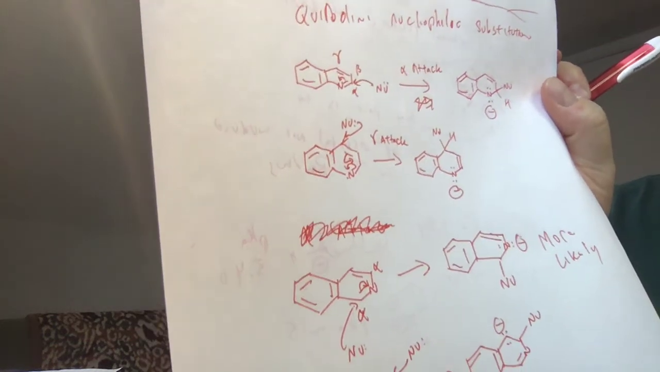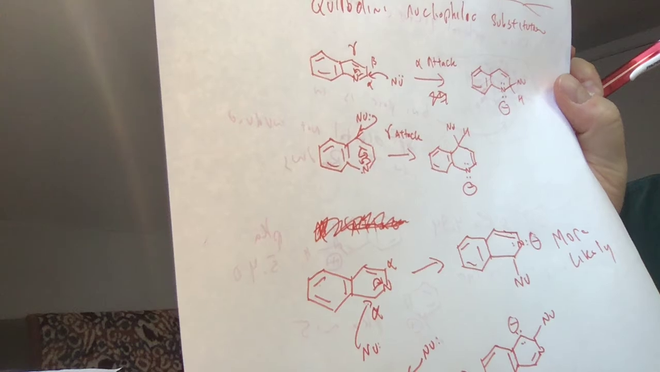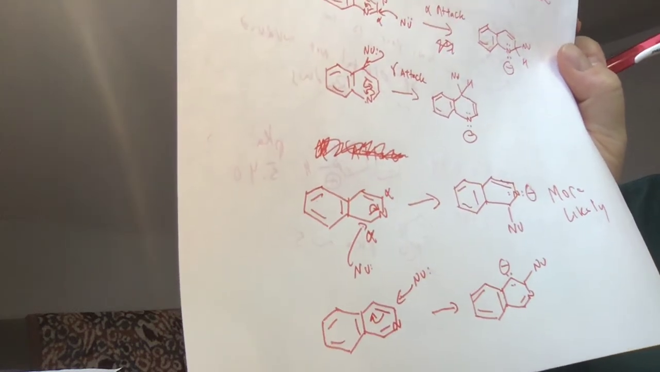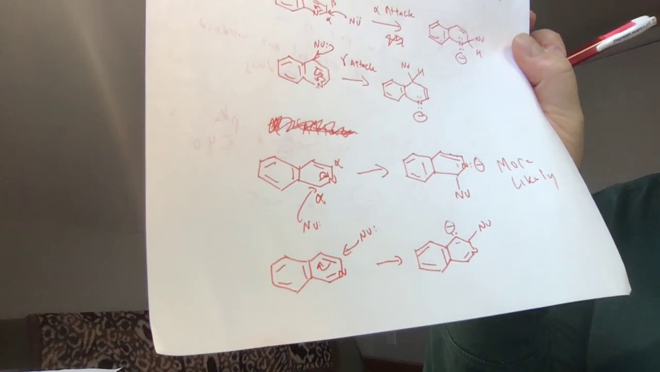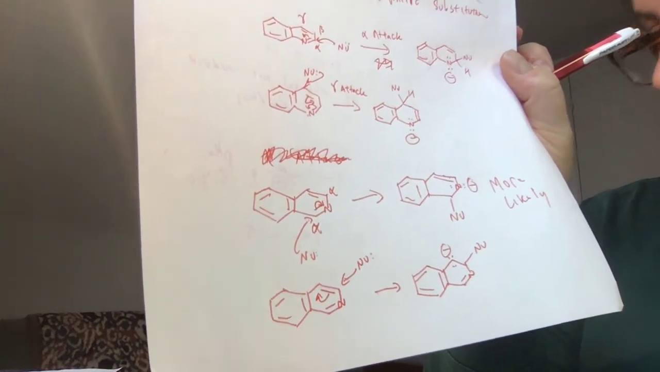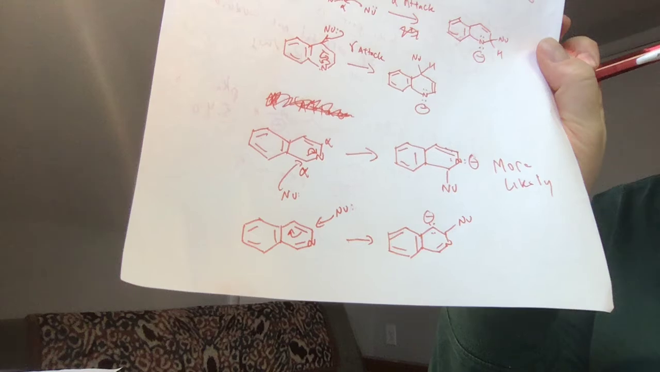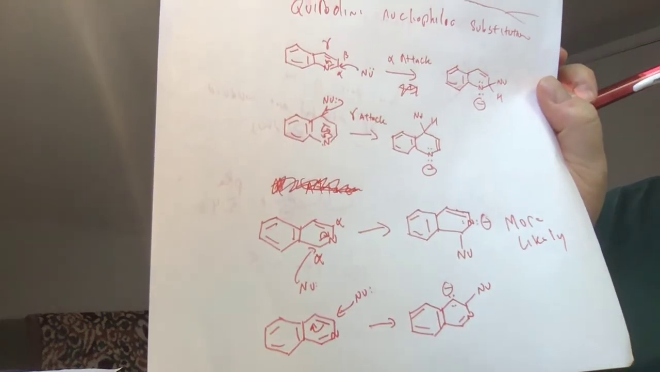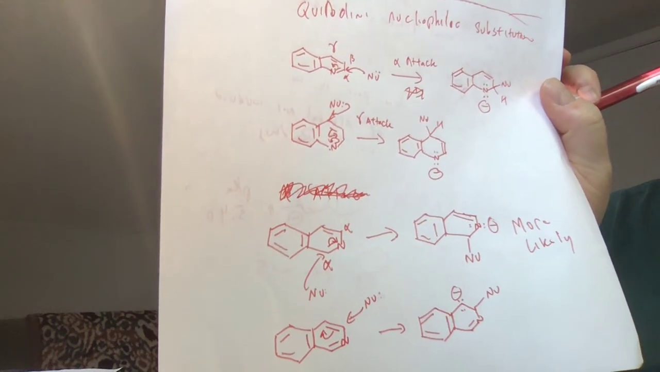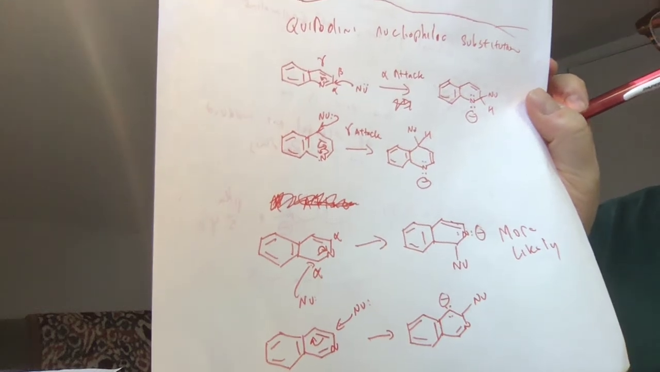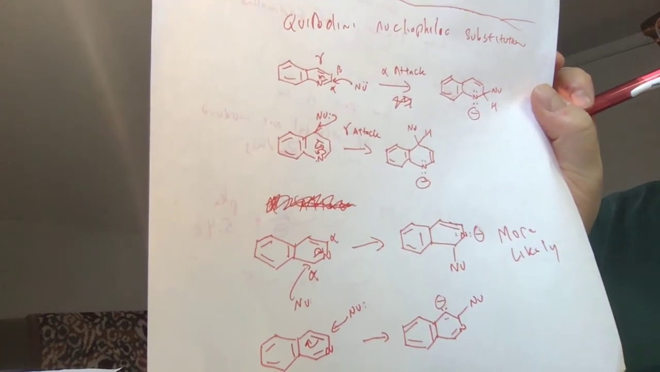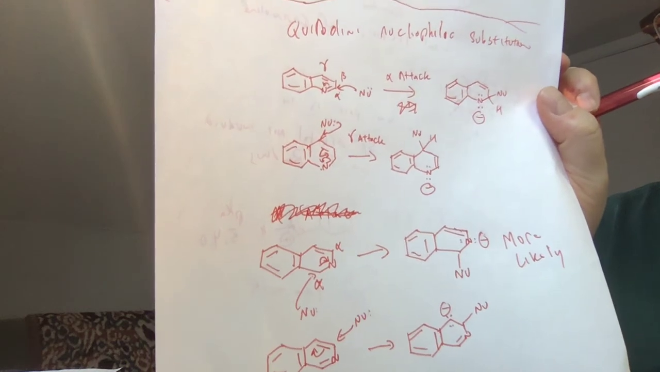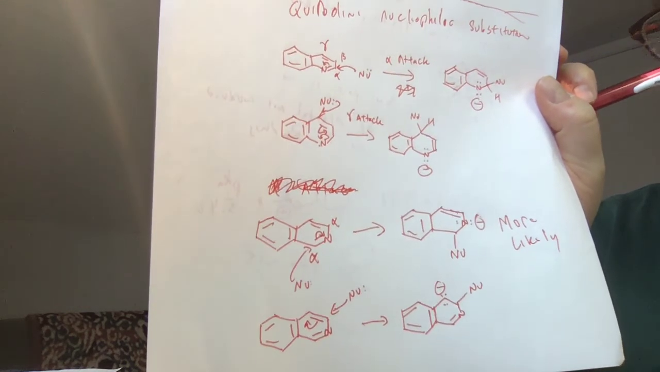For quinoline, both of these are possible. Both the alpha and the gamma attack are possible. For isoquinoline, it's more likely to attack at that alpha 1 position. And remember now, inductively, those positions are electron poor. You can look back and look at how that works on the carbon NMR. You can check with the carbon NMR about that.